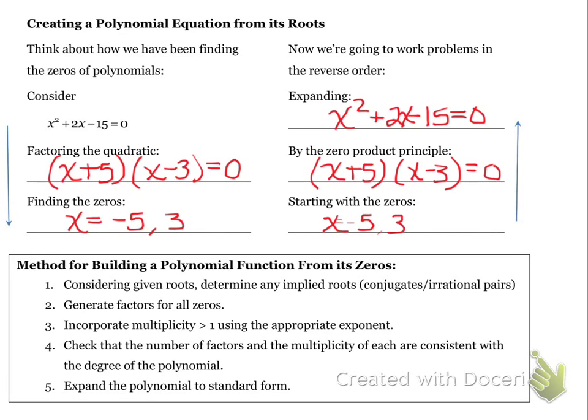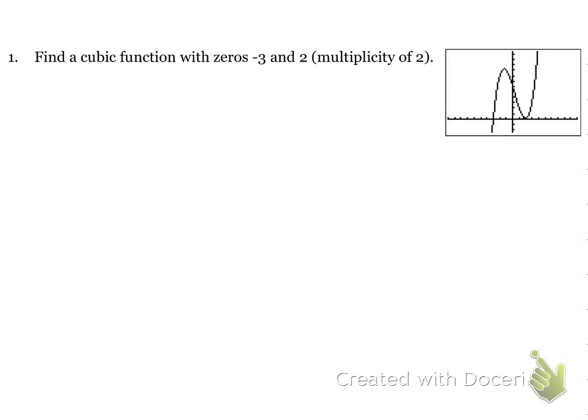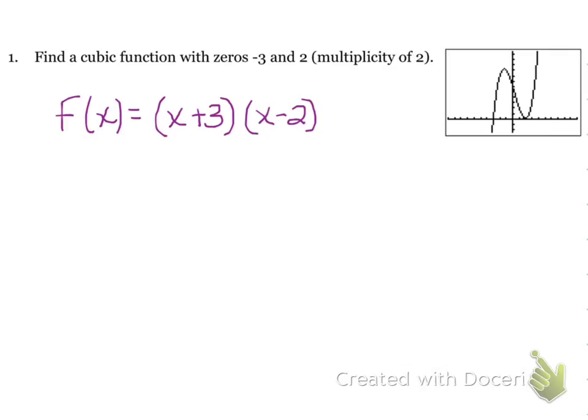So let's look at an example. Find a cubic function that has zeros at negative 3 and 2, but 2 has a multiplicity of 2. So we have f of x, and if I have a 0 at negative 3, that means the factor is x plus 3. And if I have a 0 at 2, that means I have a factor of x minus 2, but this one has a multiplicity of 2. So now we need to expand.